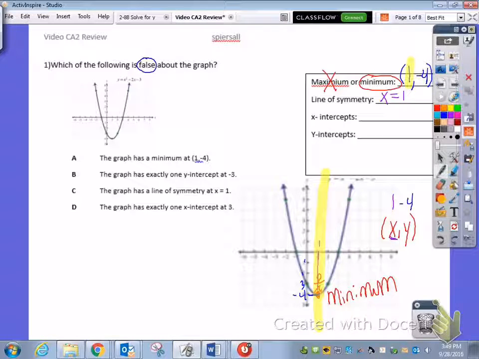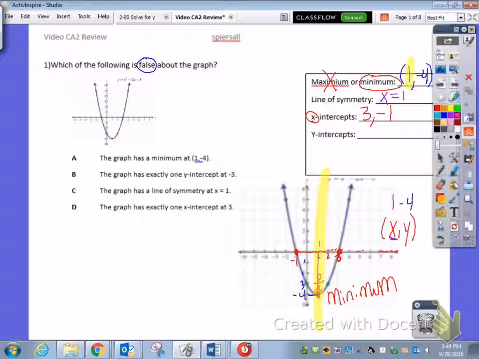For the X-intercepts on the X-axis, I'm going to start on the X and walk across the X until, oh, I landed on it. What is that? 1, 2, 3. So this is at 3. Now keep walking across the X, and negative 1. So it touches at 3 and negative 1.